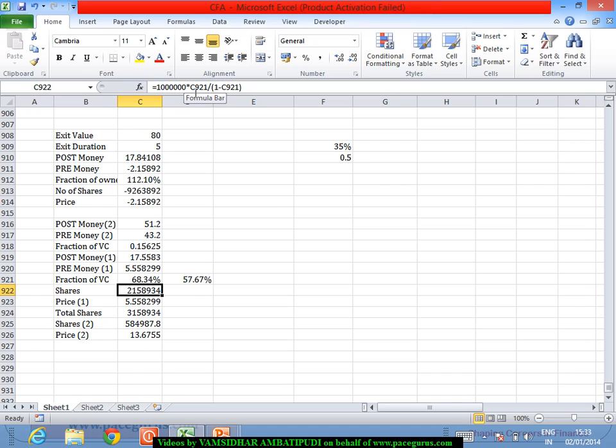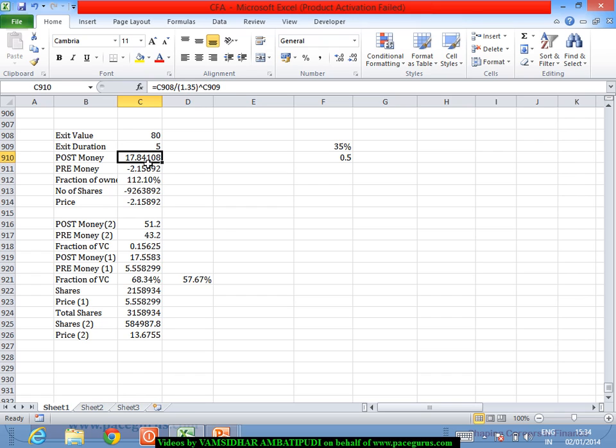So 68.34% is the fraction of the venture capital that is coming out, which is resulting in 57.67% even after the dilution. So probably if 12 and 8 are there, still things are working out. But if 20 has to be invested in one single go, it's not working out.